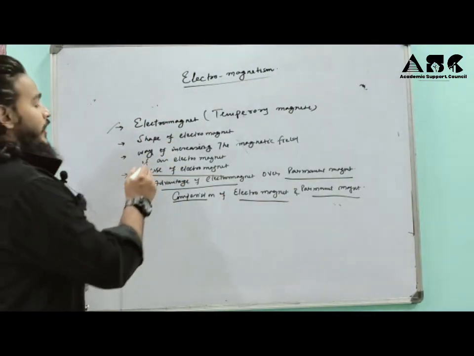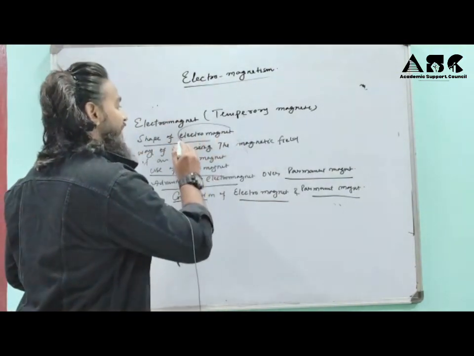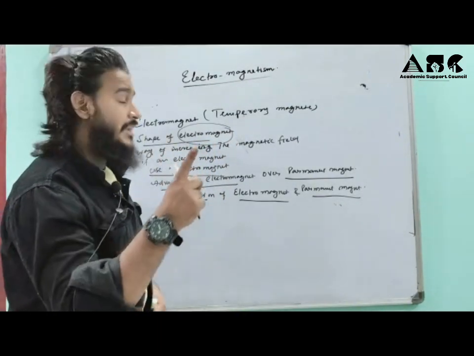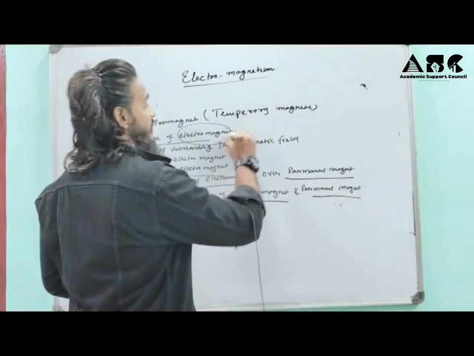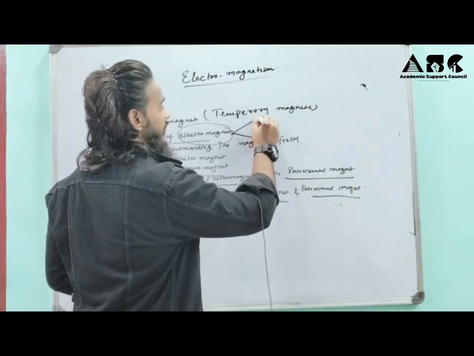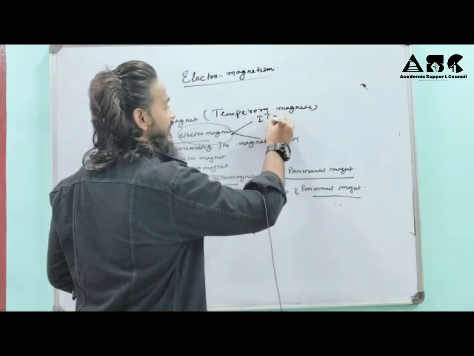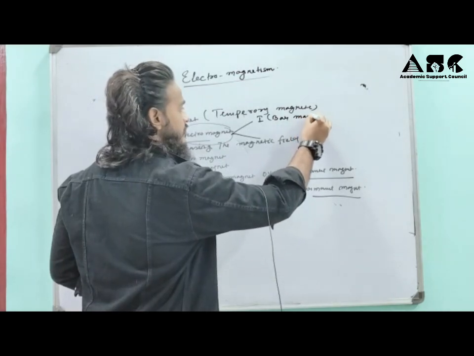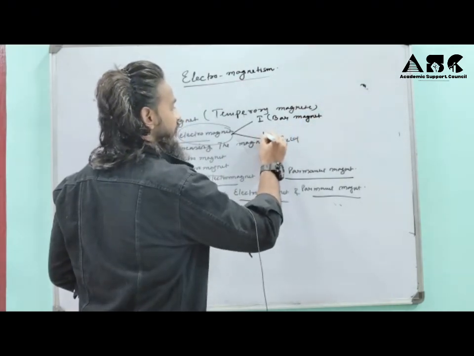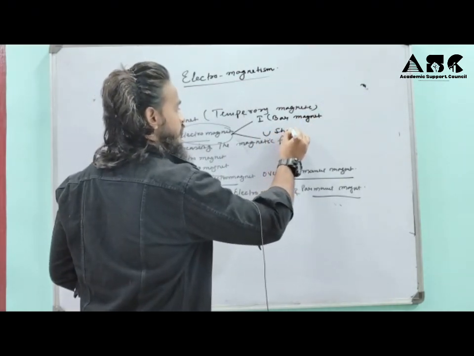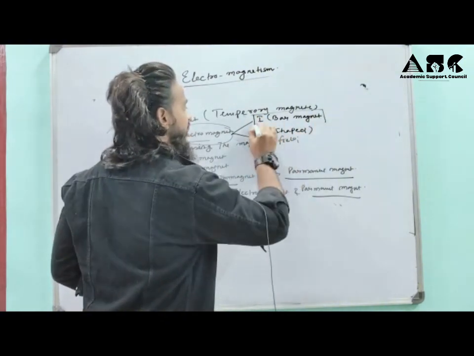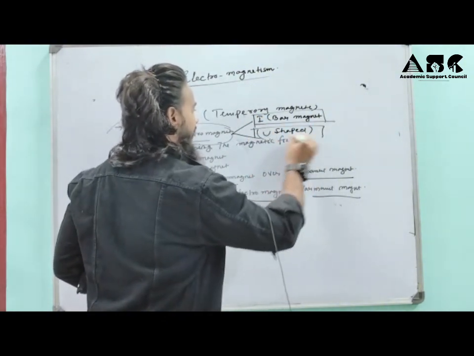So the shape of an electromagnet: we can convert it into any shape, but generally two shapes are widely used. One is the I shape, or we can say the bar shape, and the second one is the U shape. These two shapes generally come into wide use.